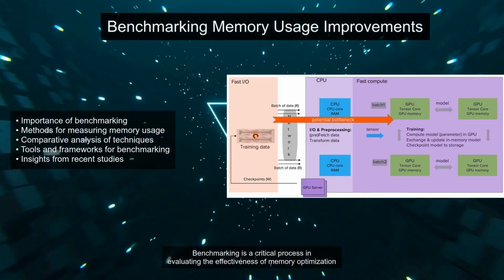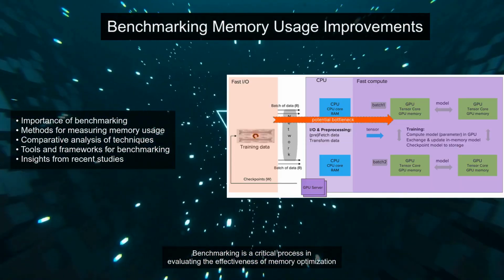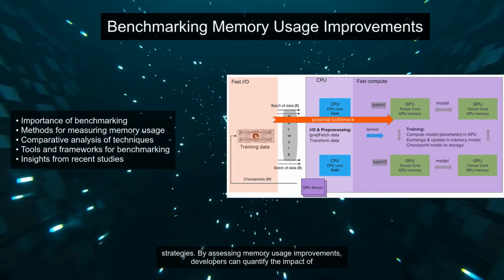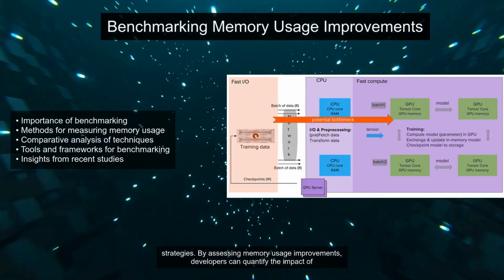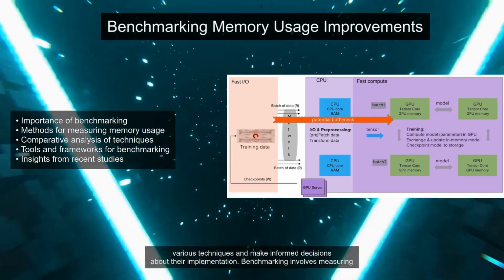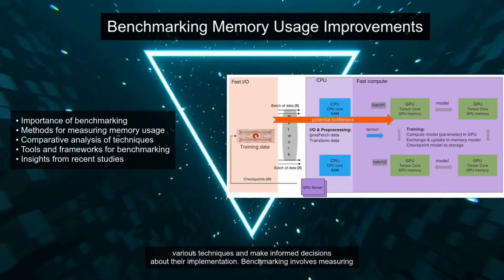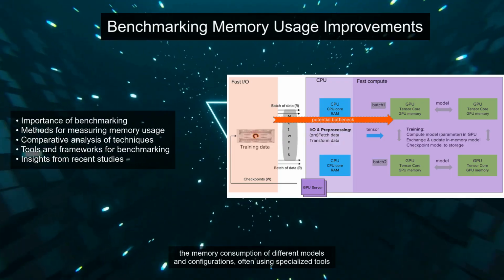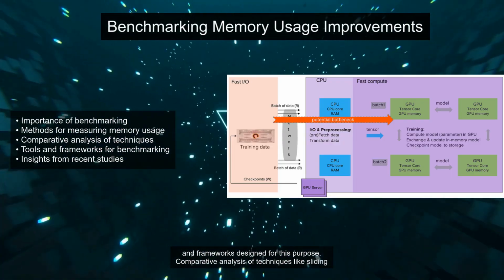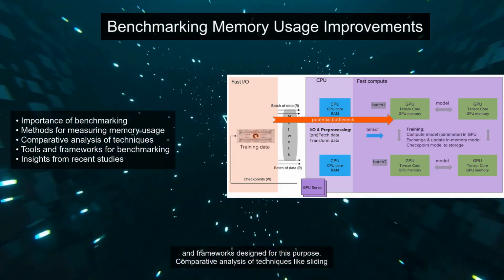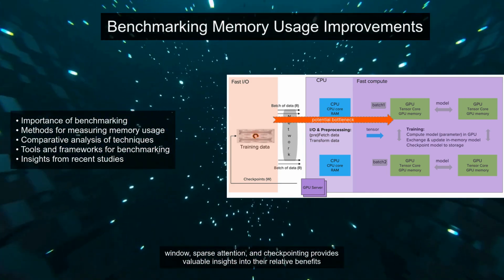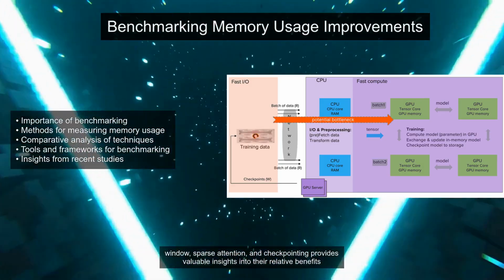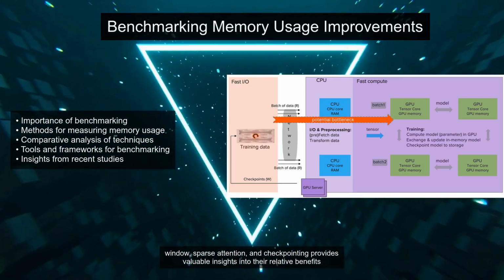Benchmarking is a critical process in evaluating the effectiveness of memory optimization strategies. By assessing memory usage improvements, developers can quantify the impact of various techniques and make informed decisions about their implementation. Benchmarking involves measuring the memory consumption of different models and configurations, often using specialized tools and frameworks designed for this purpose.